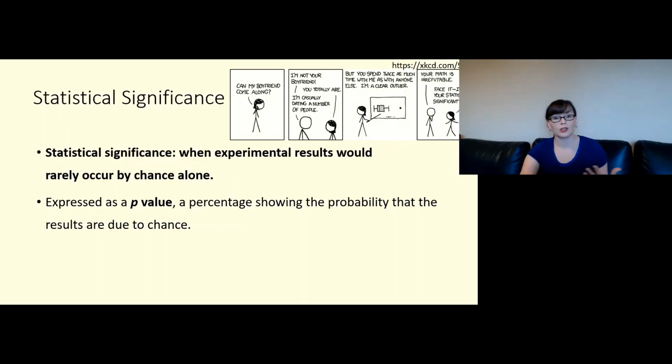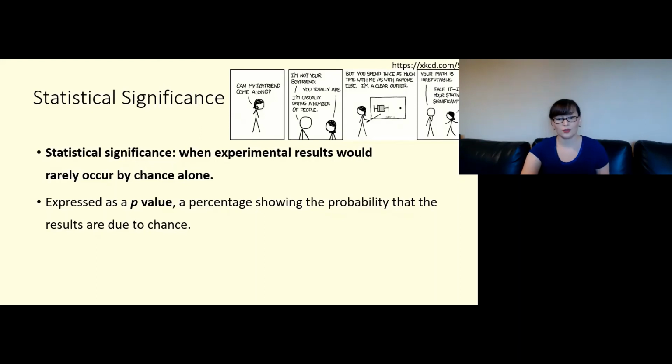And typically we express statistical significance as a p-value, and that p stands for probability. And so our p-value is a percentage that shows the probability that the results are due to chance. And so if the p-value is showing this probability that the results are due to chance, and statistical significance is when things are rarely due to chance, we want our p-value to be very low if we're going to say that our result is statistically significant.